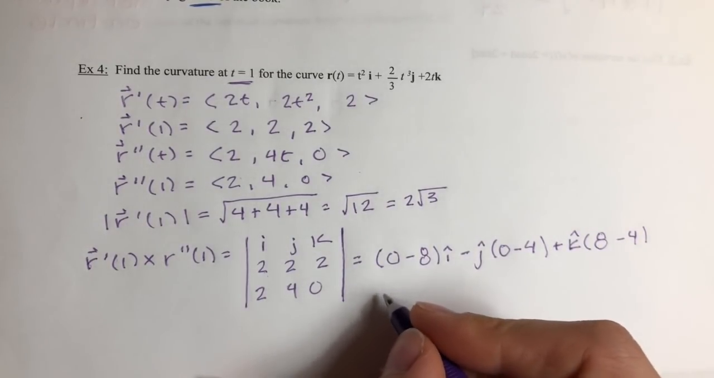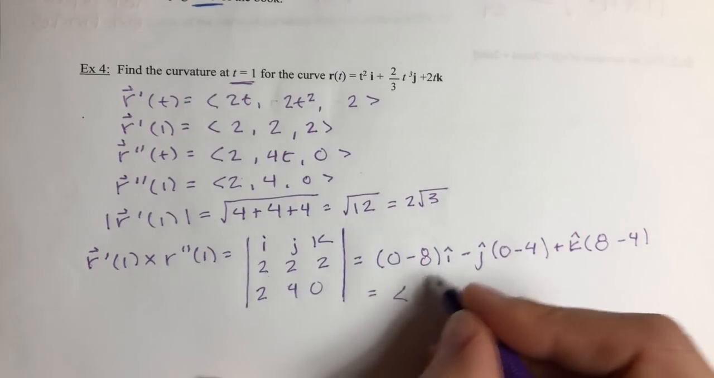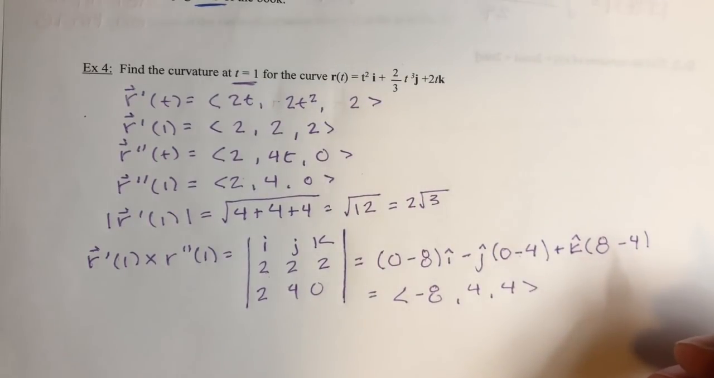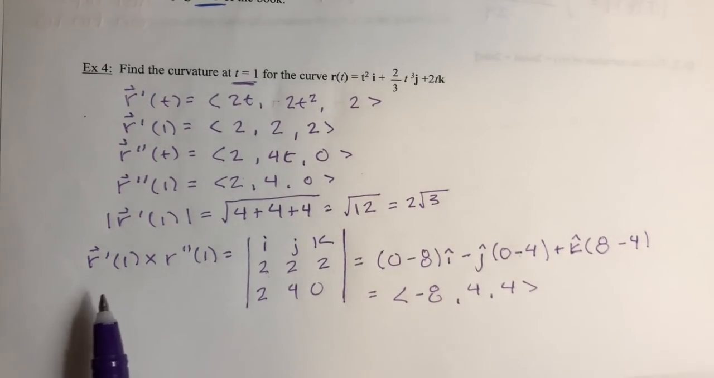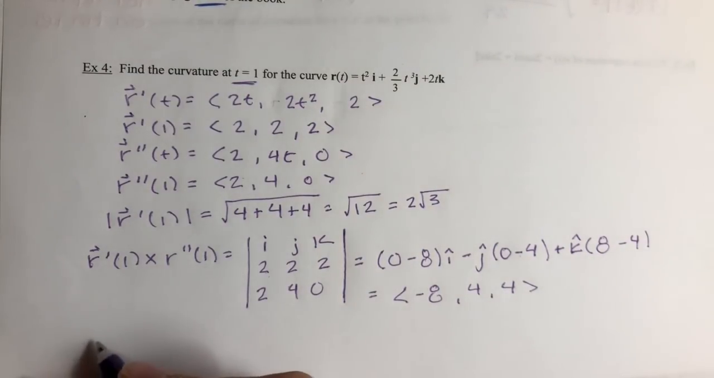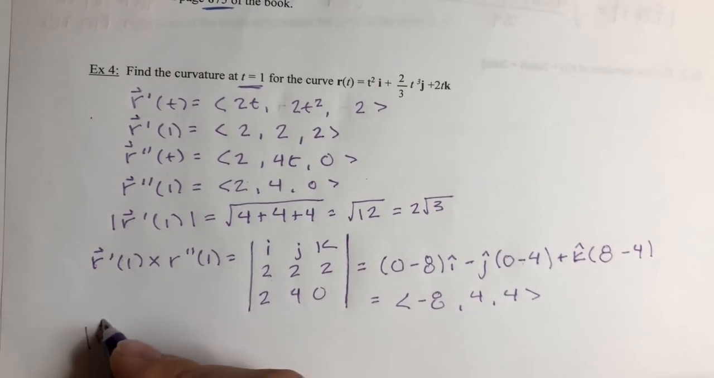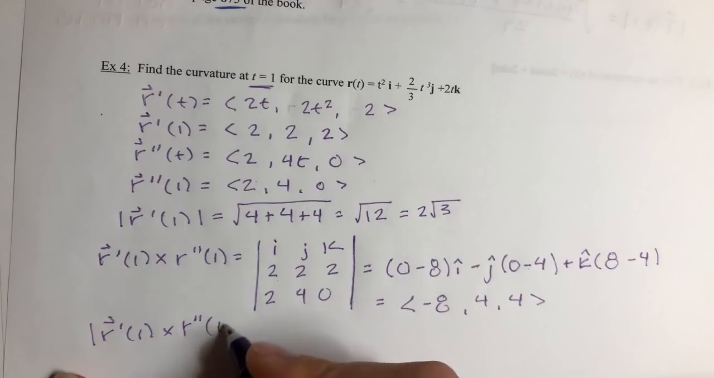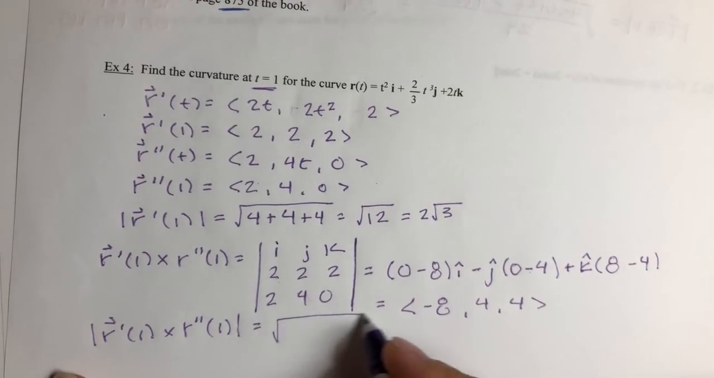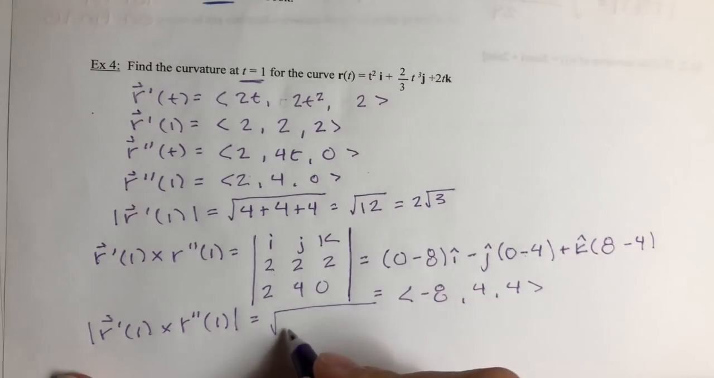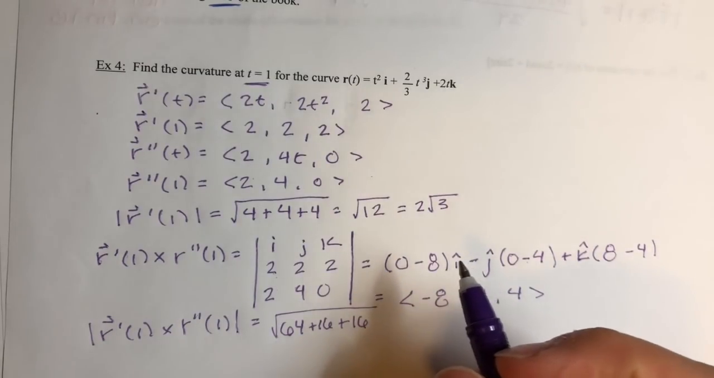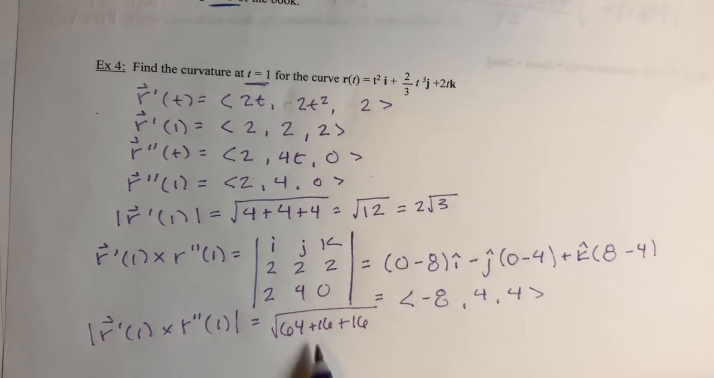Okay, so now I can try to write it as a vector because I can see where the sign should go. So this will be -8, +4, and +4. Okay, so that is our derivatives evaluated at 1 crossed. I need the magnitude of this. So the magnitude of r prime of 1 cross r double prime of 1 is the square root of 64 plus 16 plus 16. Okay, that will be 32, so together that'll be 96.